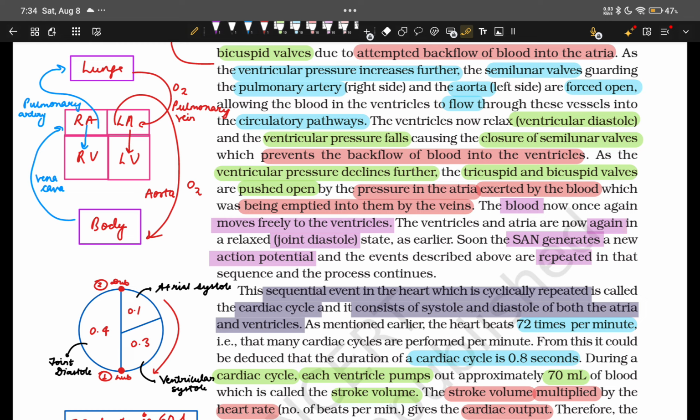And then what happens afterwards? The pressure declines. First of all, the semilunar valves are closed, which produces the dub sound, and then when it declines further, the tricuspid and bicuspid valves are pushed open, so the atria and ventricles again allow blood to go into the ventricle, and this is called joint diastole. And after that, the SA node again generates the action potential, which causes the two atria to contract again, causing atrial systole, then it will cause ventricular systole, and this whole sequence of processes will continue again and again.